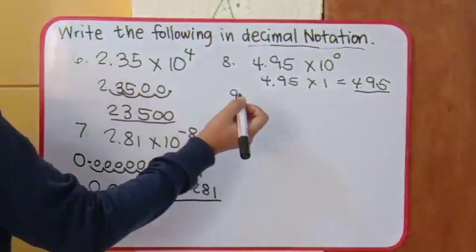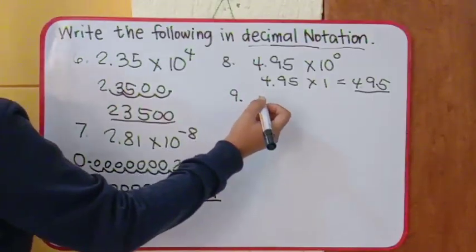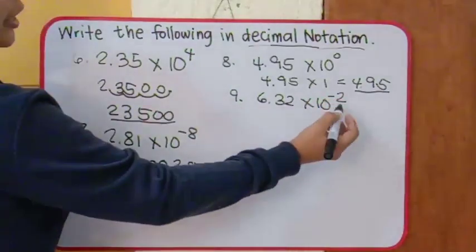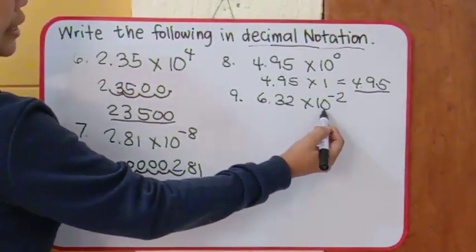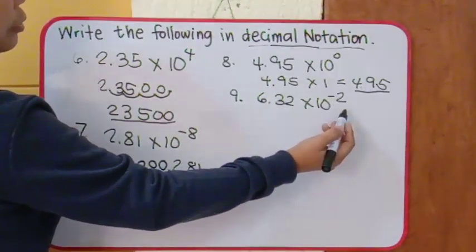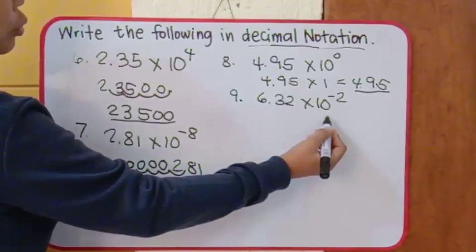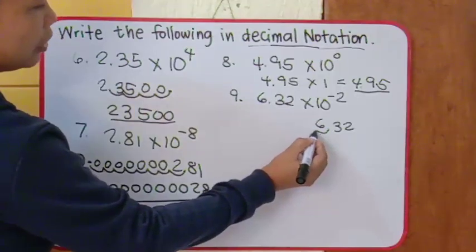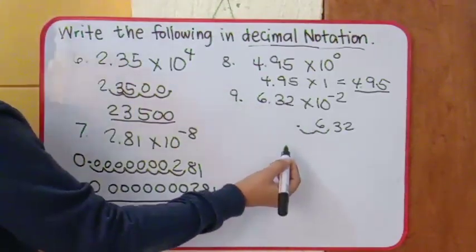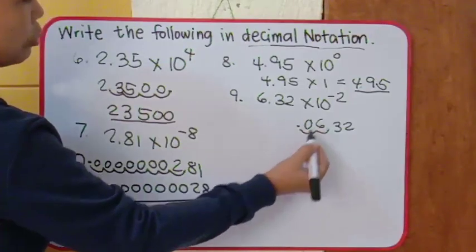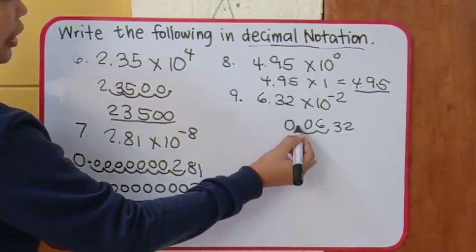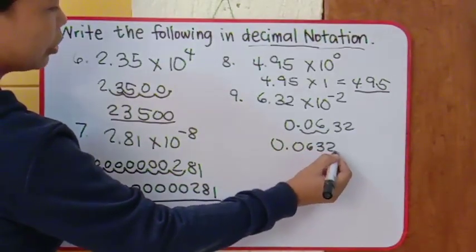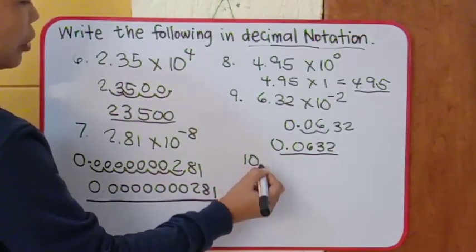Now let us have example number 9. So we have here 6.32 times 10 raised to negative 2. So again, we have here the exponent of the base 10 which is negative 2. So it means that the decimal point will be moved 2 places to the left. So we have here 6.32. So we have 1, 2. So this will be the location of the decimal point. So we just have to put 0 here, and then 0 before the decimal point. So the answer will be 0.0632.